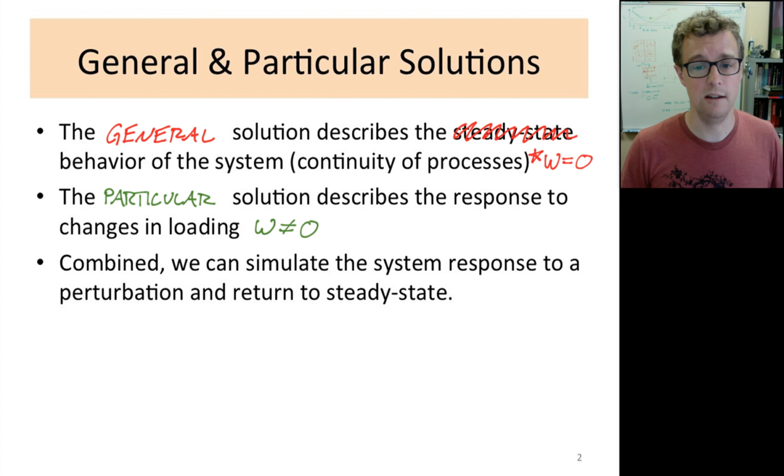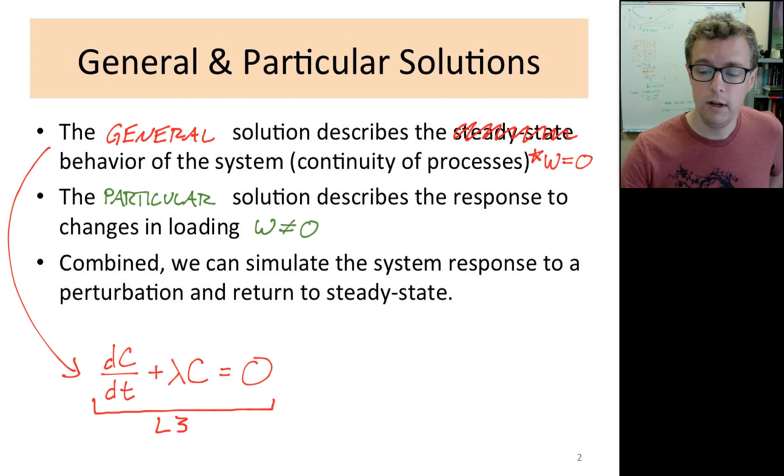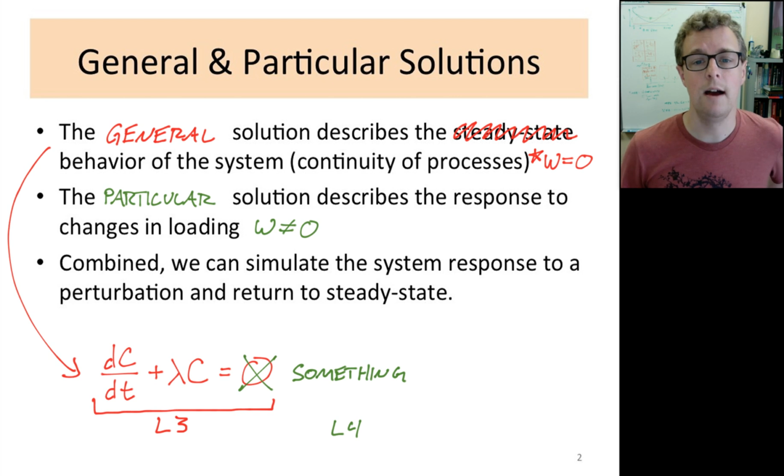if W isn't 0. And so if we take the equation we had in Lecture 3, the modification that we're going to make today is we want to find solutions when dc/dt plus lambda c is equal to something. And we're going to do that by looking at some idealized cases for loading.